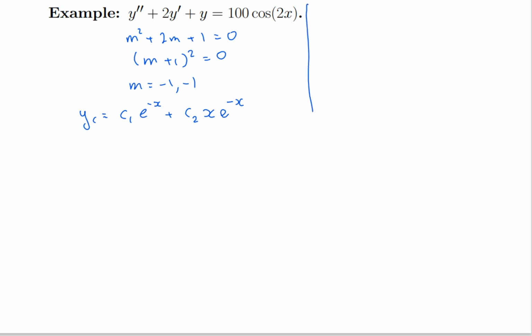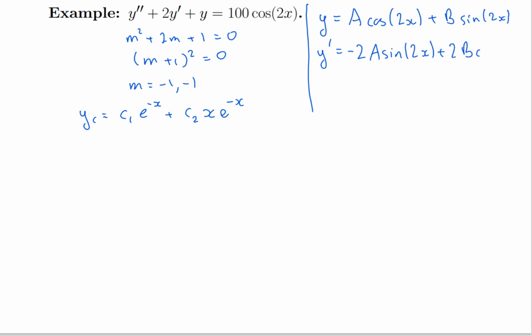I've got a cosine on the right, so for the particular solution I take some cosines and some sines, and I get my derivatives ready. That's going to be negative 2a sine 2x plus 2b cos 2x. y double prime equals negative 4a cos 2x minus 4b sine 2x. So be very careful with your sines and cosines and all the plus and minus signs.